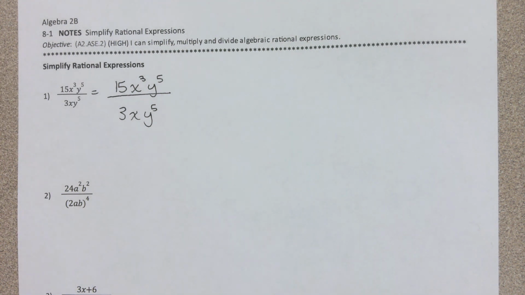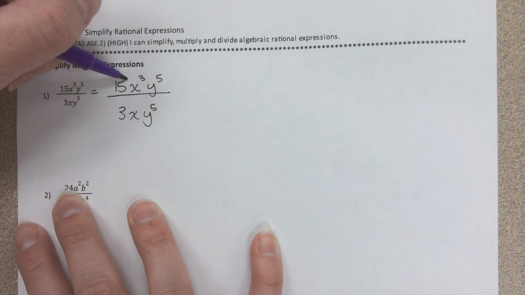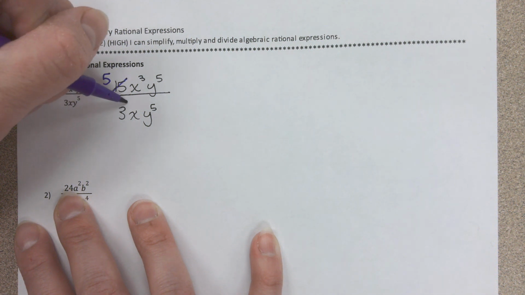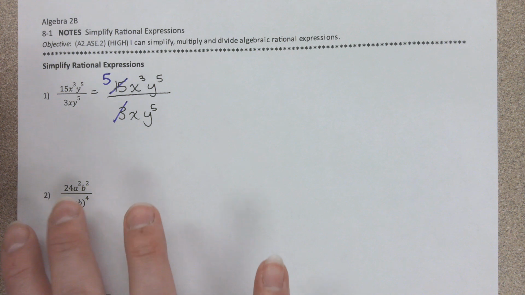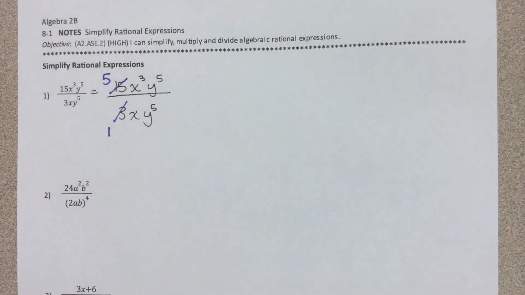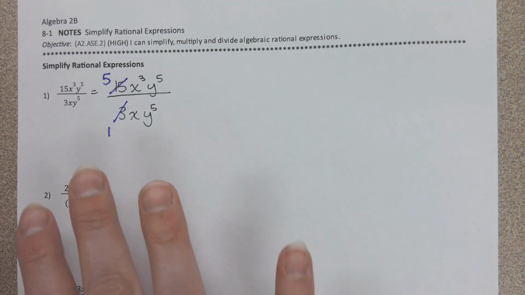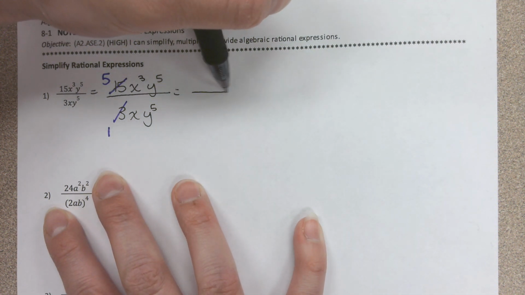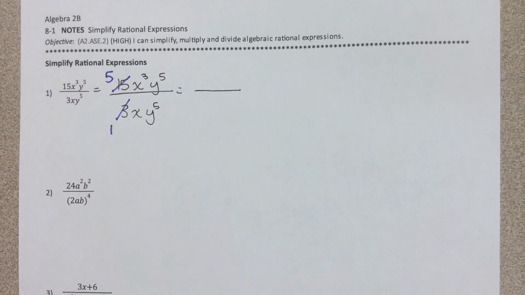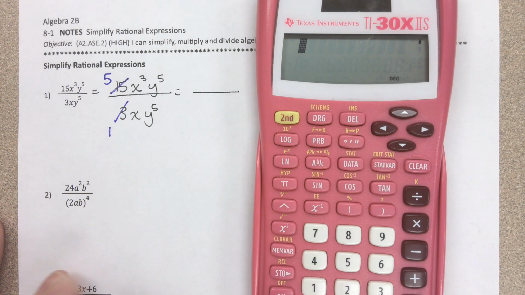15 over 3, as I said, that's just 5. So the 15 is going to turn into a 5. And then the 3, it technically turns into a 1, but I'm not going to write a 1 there. I can if I want to, but I'm not going to. Let me see if the calculator shows it. I hope it does. So if we use the calculator, remember this is a fraction, so we'll use the ABC button. 15 ABC 3, it will probably just give me 5.